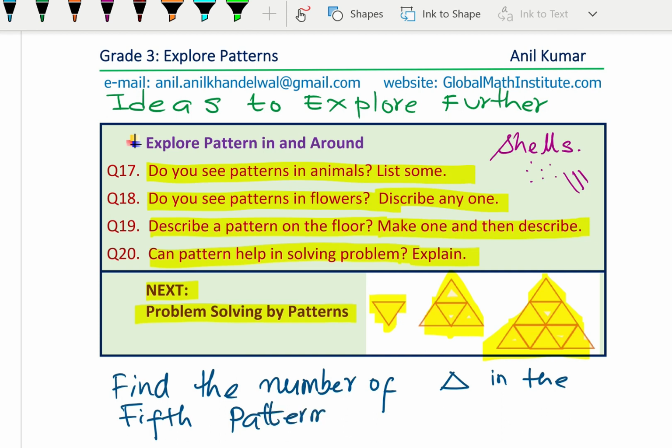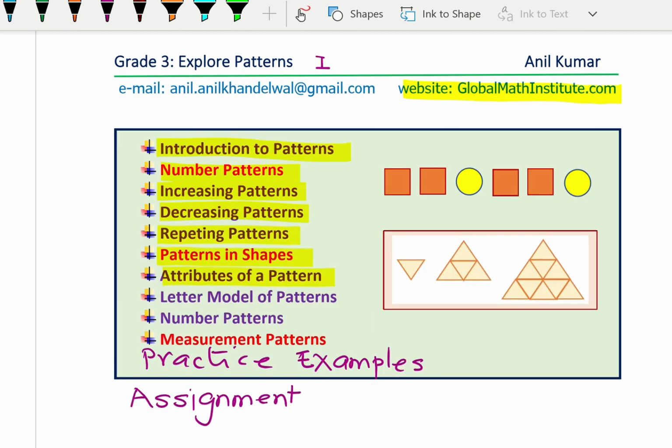Correct? So we have already given you three patterns. So I like you to find the number of triangles in the fifth pattern. As you can see here, we have only one triangle here, and in this case, one has been added by three more. So you get four. Likewise, you can see the pattern of number of triangles and describe. Perfect. So that brings us to the end of this particular video.